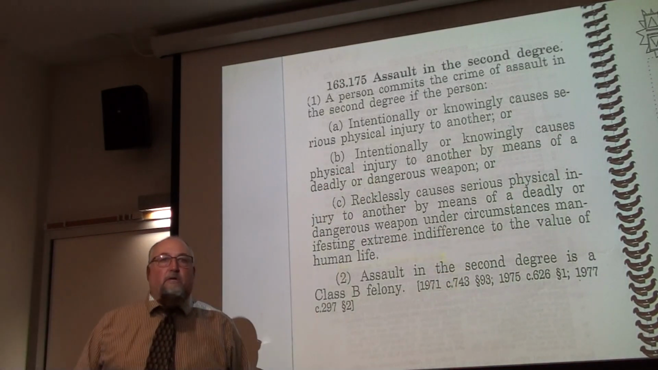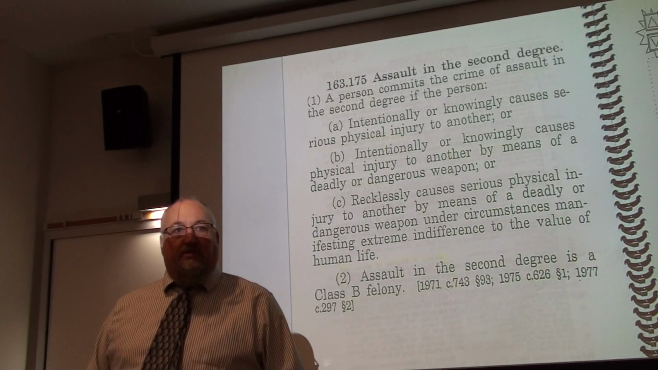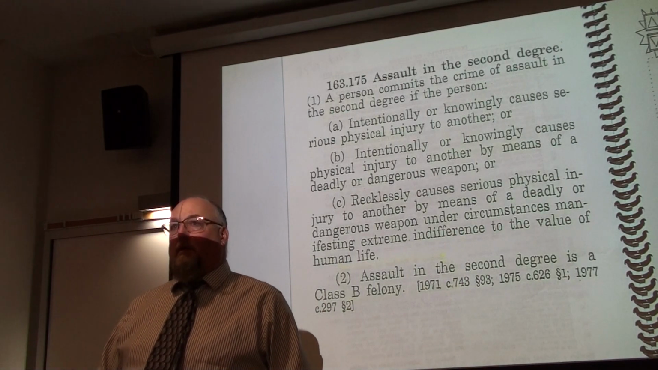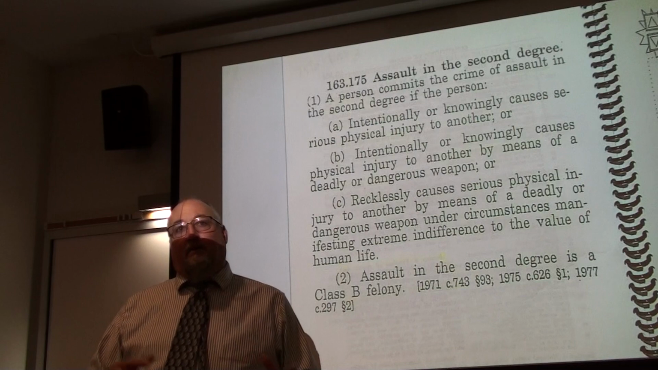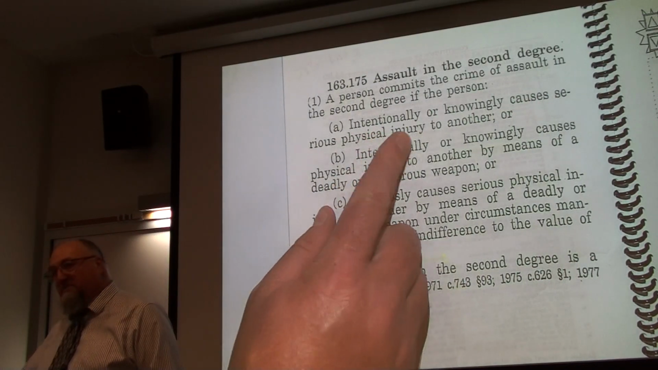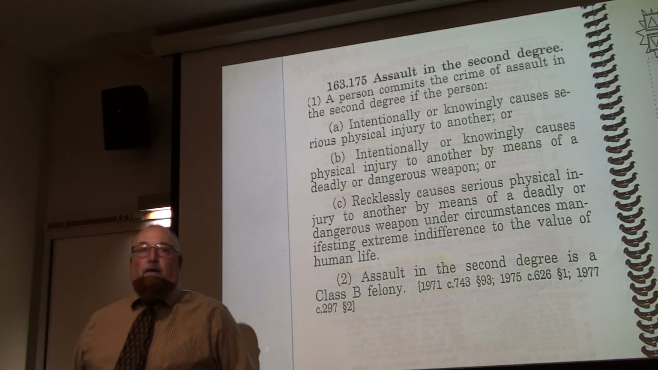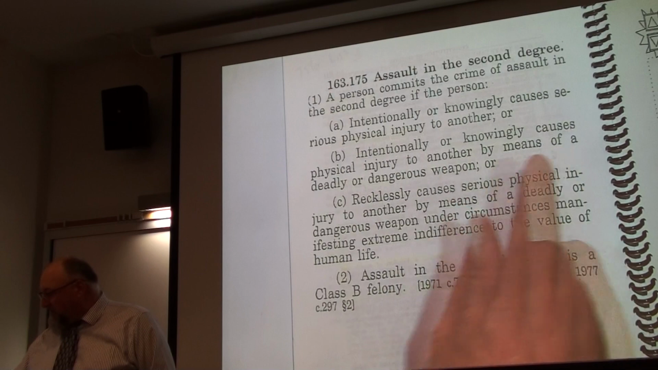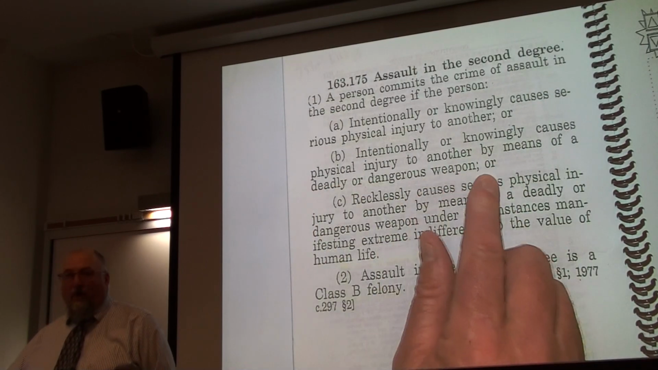So physical injury, a bruise, a cut, a scrape, something that's not permanent. It's something that will heal. If it's something that will not heal that causes permanent impairment, that's a higher level crime, or that's a serious physical injury and may lead to a higher level crime. To another by means of a deadly or dangerous weapon.